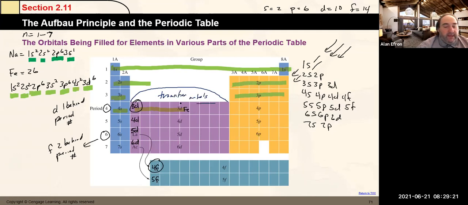So it's all these guys here that, pretty much everybody in that purple region, when they go to lose their electrons, will always lose these s's first. And then they will dip into the d's if necessary. So it's specifically for those guys right there that we're talking about.